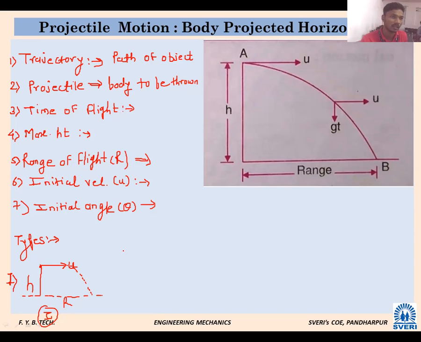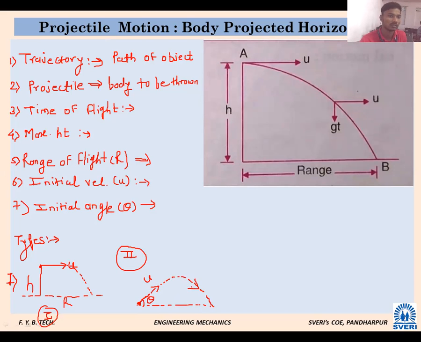This is type number one. Second type, I will say which are the types under projectile motion. Second type is what? From the ground level itself, the object is thrown with a certain angle which it makes with the horizontal and with the initial velocity u.